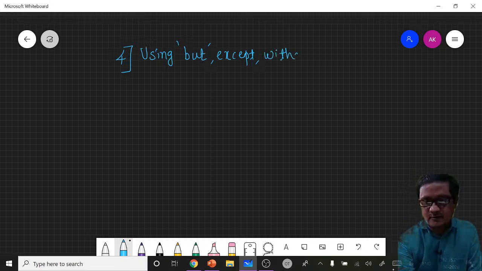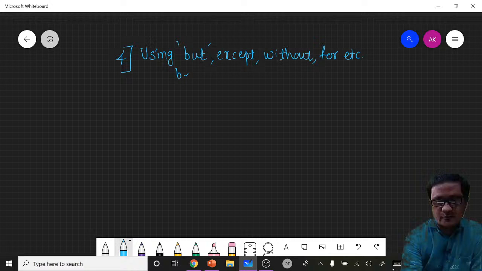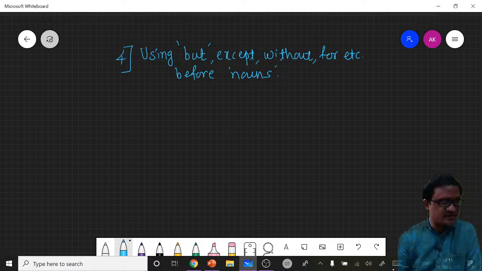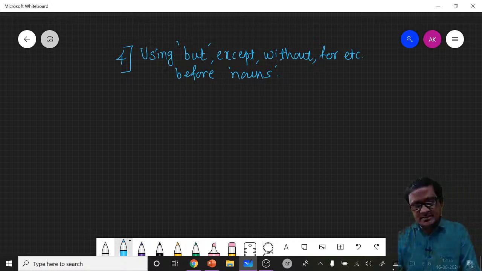Then without, for, etc. before nouns in the sentences. Using but, except, without, for, etc. before nouns. वाक्य में जो भी संज्ञा आती है उसके पहले but, except, without या for शब्द का उपयोग करते हुए हम affirmative sentence बना सकते हैं.